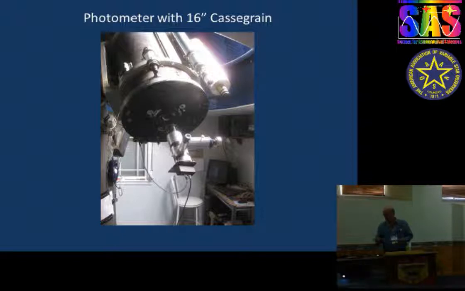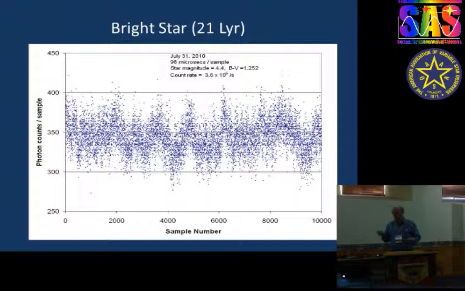So just an example, this next one is a bright star, 21 Lyra, which as far as we know is constant. And you can see this is 96 microseconds per sample. So we've got 10,000 data points there, and the file goes on for a long time. And you can see two forms of noise there. And I want to emphasize that all of this noise is associated with the photons arriving at the telescope. Nothing is introduced by the system. The dark current is essentially zero.